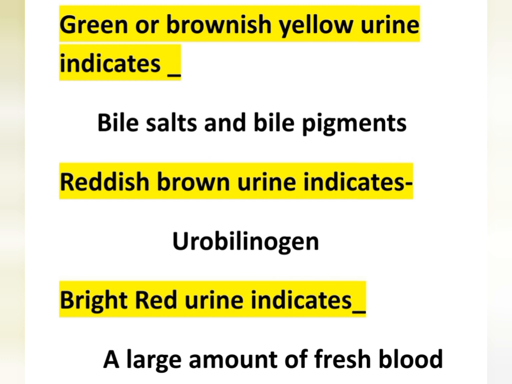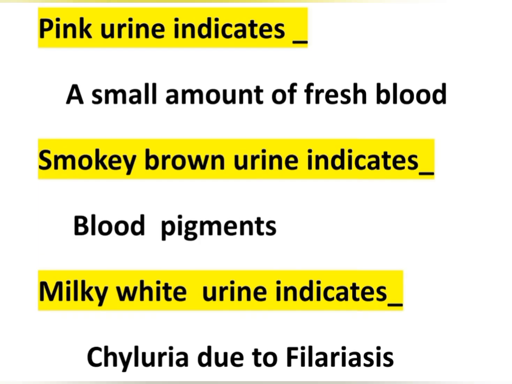Next important point, green or brownish yellow urine indicates bile salt and bile pigment, and reddish brown urine indicates urobilinogen, and bright red urine indicates large amount of fresh blood. Okay, brownish yellow urine means there is a presence of bile salt and bile pigment. Reddish brown means urobilinogen. Bright red means large amount of fresh blood, and pink urine indicates small amount of fresh blood, and smoky brown urine indicates blood pigments.